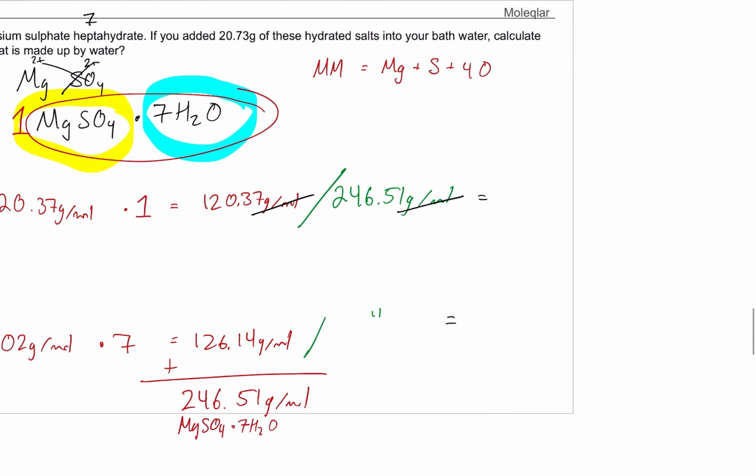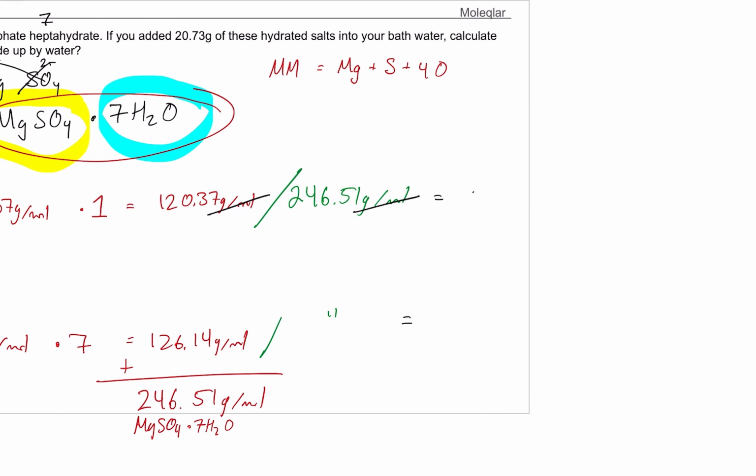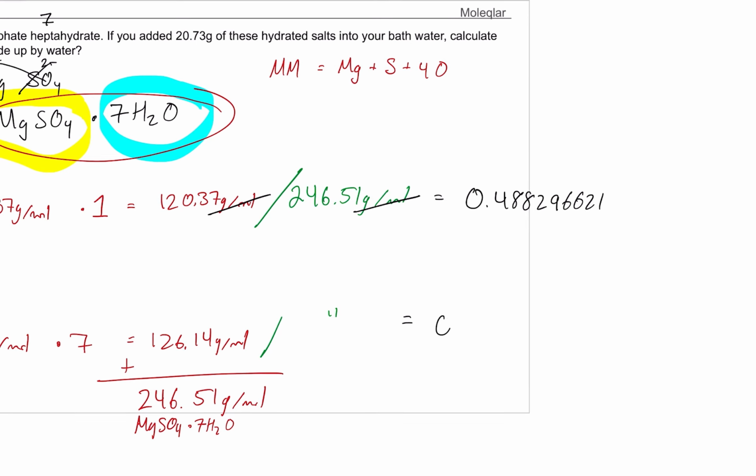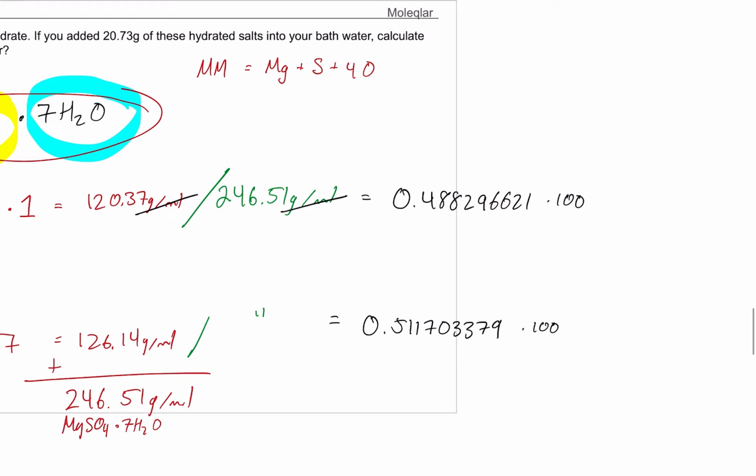And so if we do this calculation through, here we will get 0.488296621, and here we'll get 0.511703379. All right, now we just have to convert these into a percentage by multiplying by 100. Now we're going to leave these at two decimal places, I should say, to allow us to calculate to 100 a little bit easier. And so if I round this off, I'm going to get 48.83.